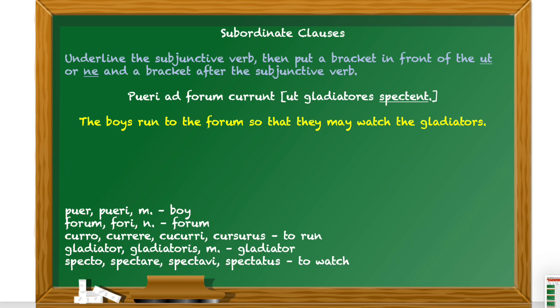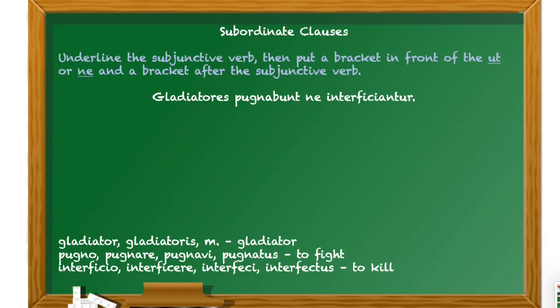Let's try one more. Once again, copy the sentence, underline the subjunctive verb, put a bracket in front of the ut or ne, and a bracket after the subjunctive verb. Pause the video, and then continue when you have finished.